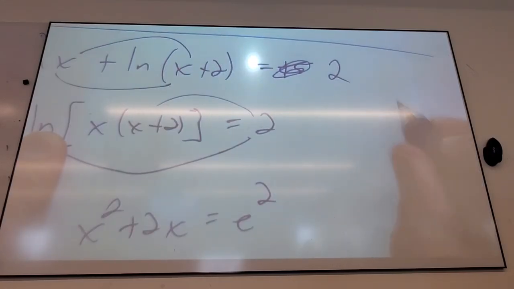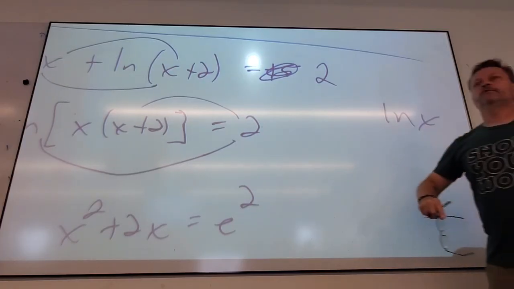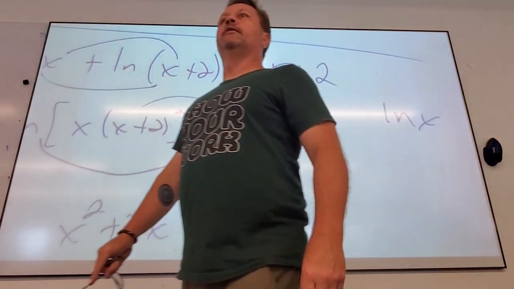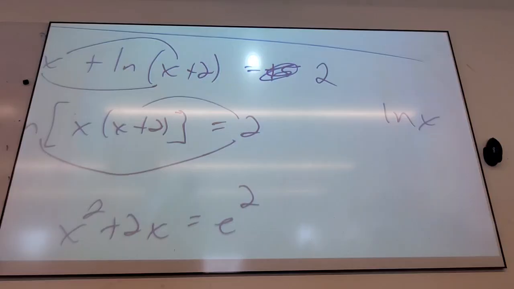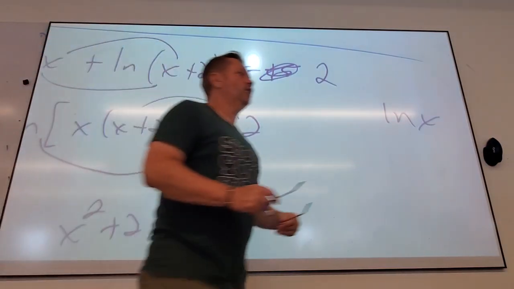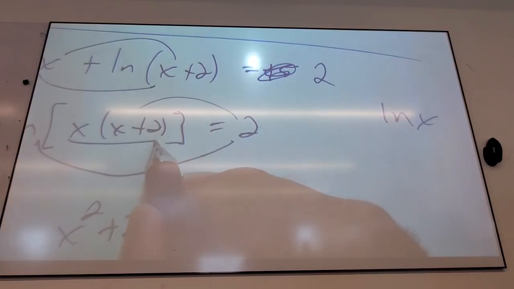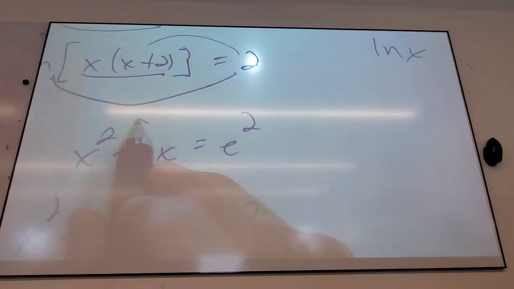Does anyone know what the inverse function of natural log of x is? Every logarithm is the inverse of what? Exponential. So natural log is the inverse of e to the power. Log base 2 is the inverse of 2 to the power. So watch this. The shortcut is to go base to the power equals inside, yes? And that's how we got this. Is everybody cool with that?